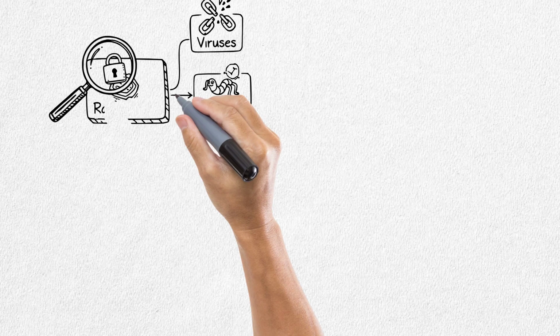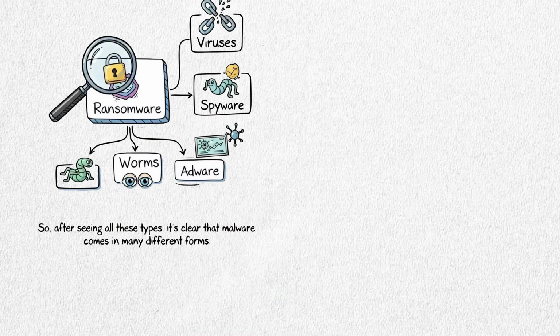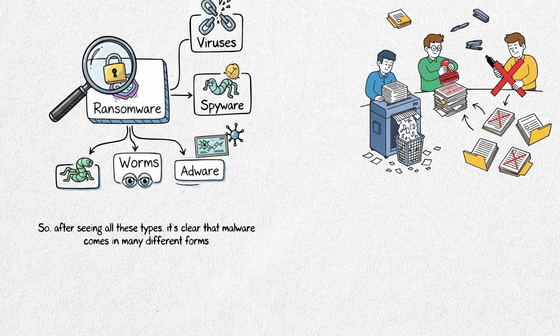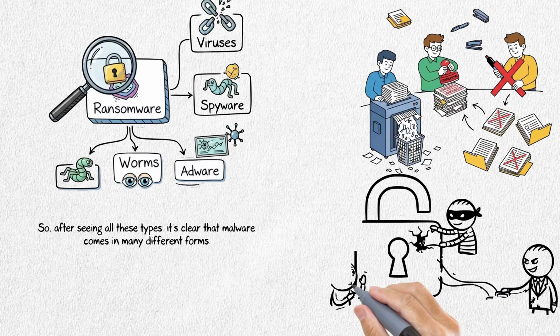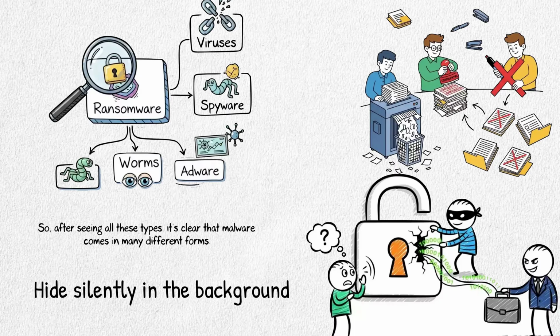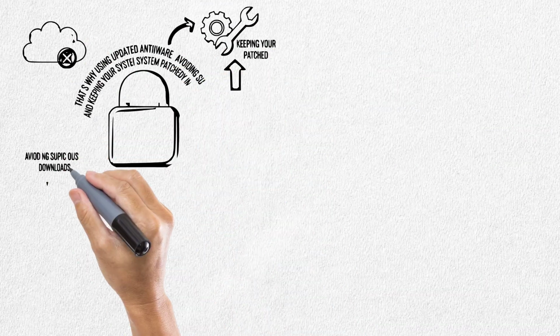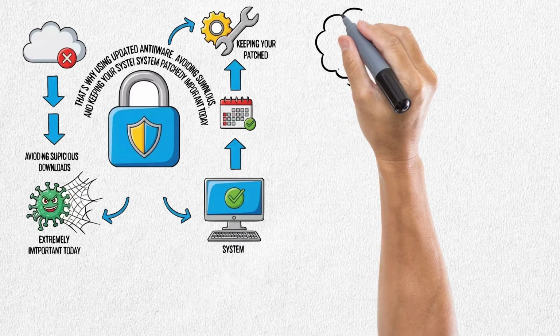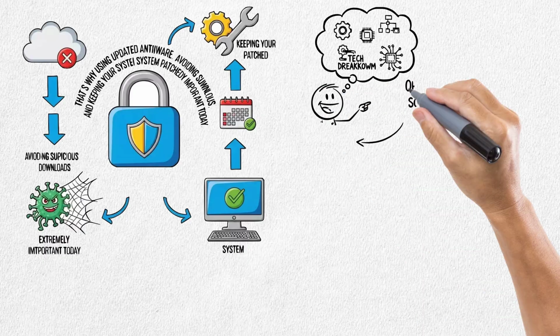So now that we've seen all these types, it's clear that malware comes in many different forms. Some destroy files, some steal information, some lock your system, and others just hide silently in the background. That's why using updated antivirus software, avoiding suspicious downloads, and keeping your system patched is extremely important today.